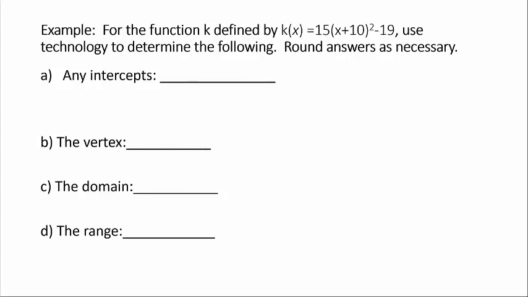The goal of this example is to show you how to graph a function using technology and find some of the key features of it. So for the function k, defined by k of x equals 15 times the quantity x plus 10 squared minus 19, use technology to determine the following, and we're going to round our answers as necessary.